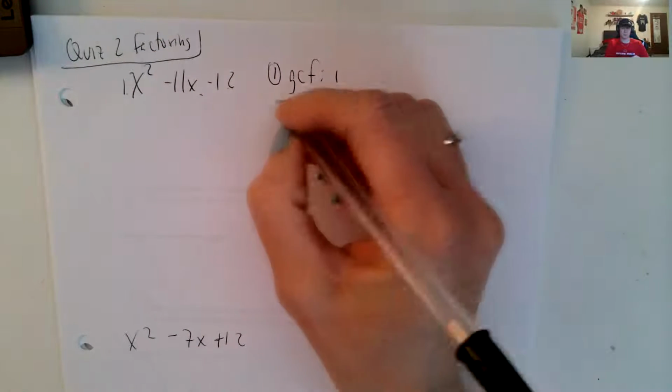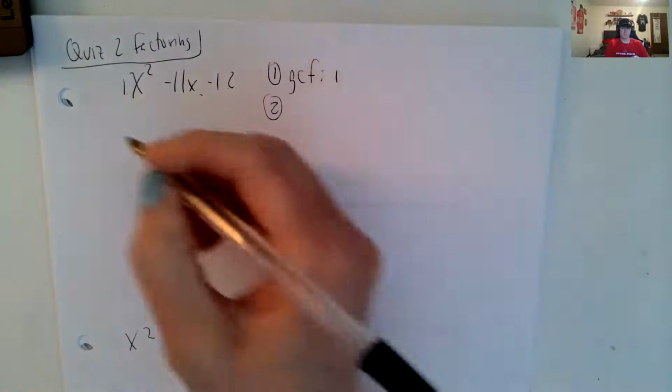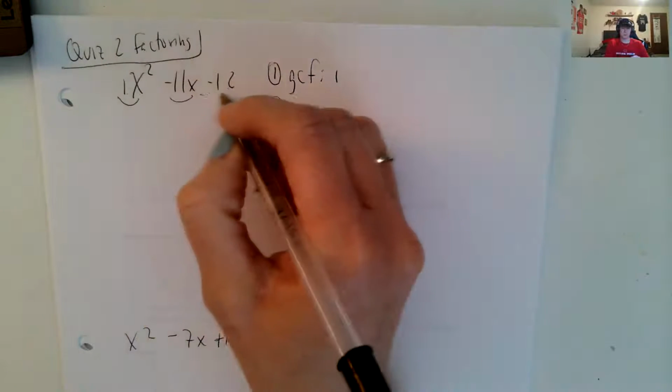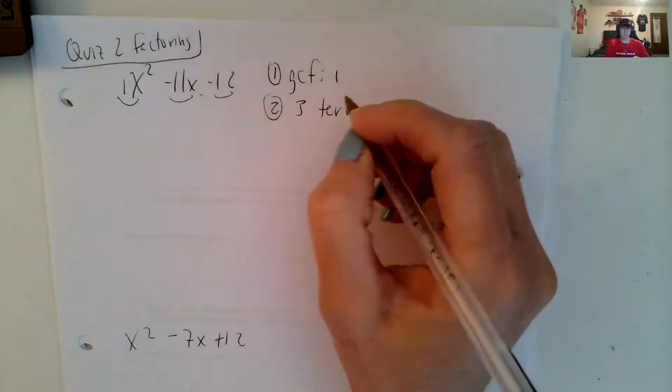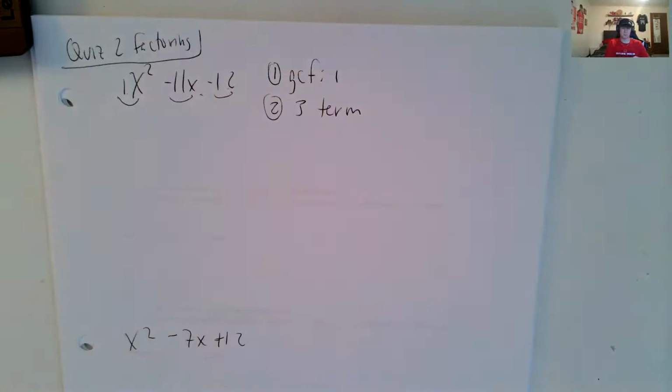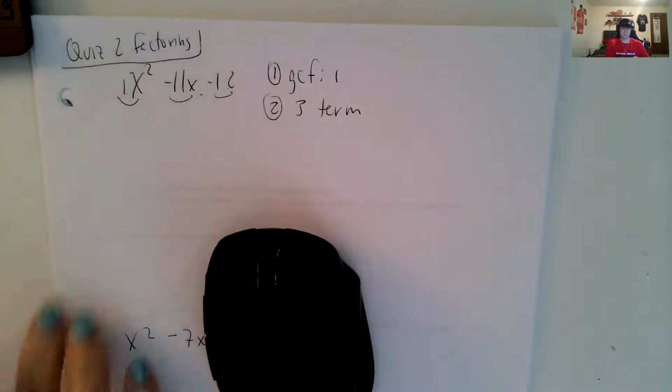So the second question we always ask ourselves is, how many terms do we have? We have 3 terms. And if we go to our factoring flow chart, I don't know if you have that with you, Nathan.